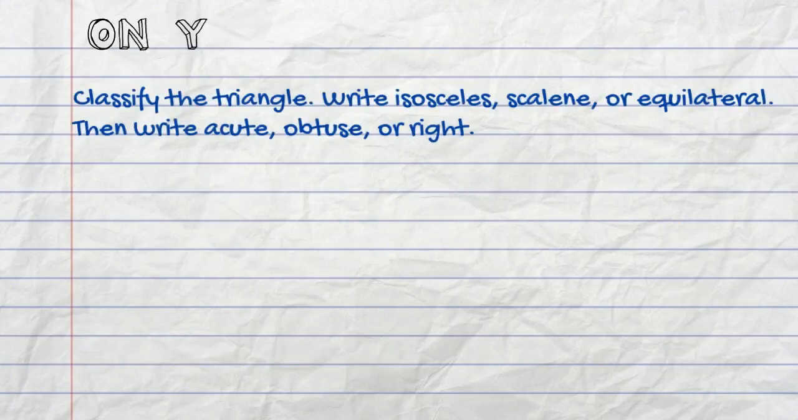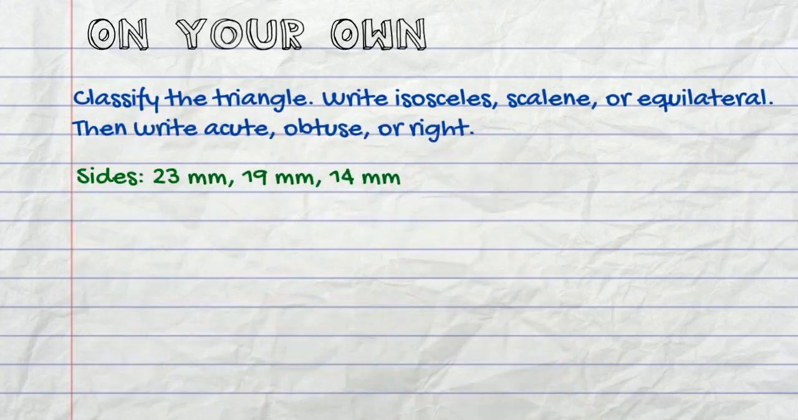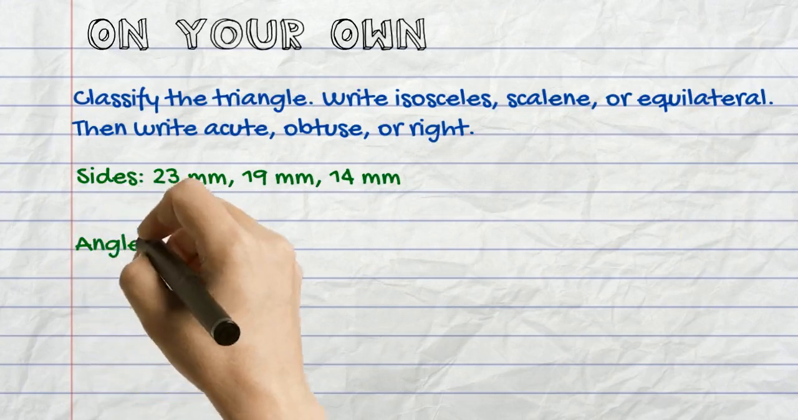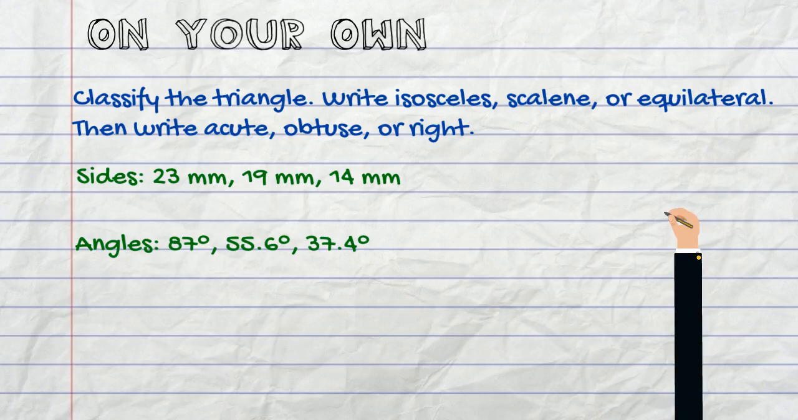Let's classify this triangle. The sides are given as 23, 19, 14 millimeters. The angles are given as 87, 55.6, and 37.4 degrees. None of the sides are the same, and none of the angles are over 90. It's a scalene acute triangle.